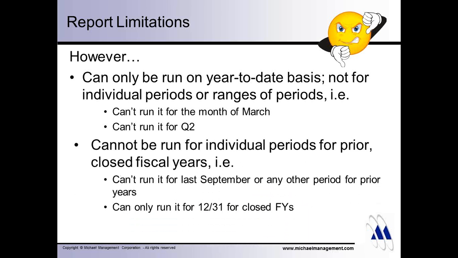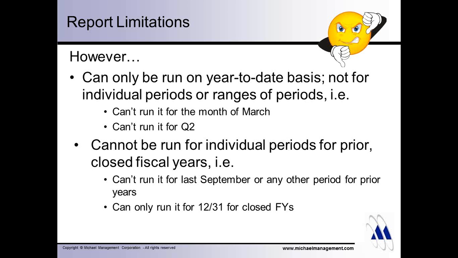Also, I can't run this report for prior years, closed years, with any other date than the year-end date. So for 2010, obviously that's closed already in my system. I can only go back and run this for 12/31 of 2010. I can't use any other reporting date. So if I wanted to run this for September of last year, I can't. It doesn't allow it. It only allows me to enter the last day of the fiscal year. So that's a very, very big shortcoming.